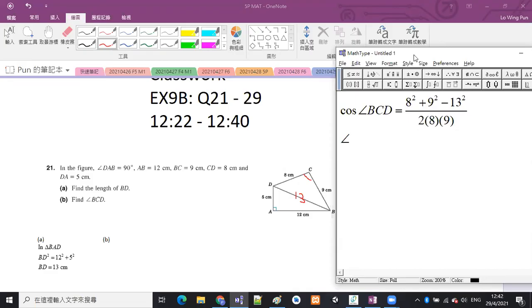And then angle BCD is equal to shift cosine of the right-hand side. So 8 square plus 9 square minus 13 square, and then enter. Divided by bracket 2 times 8 times 9, and then shift cosine. The answer should be 99.59 something.